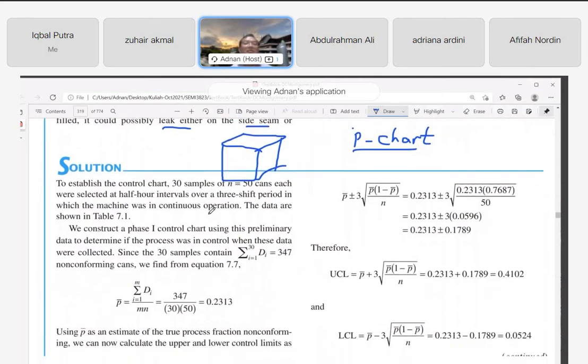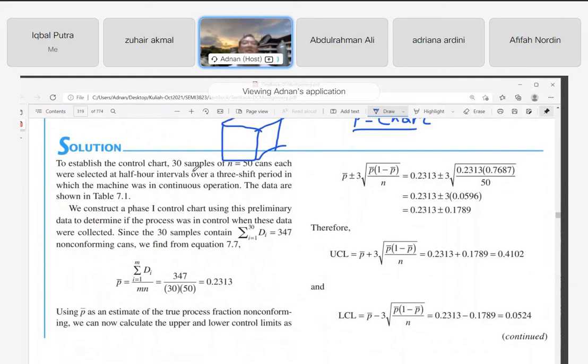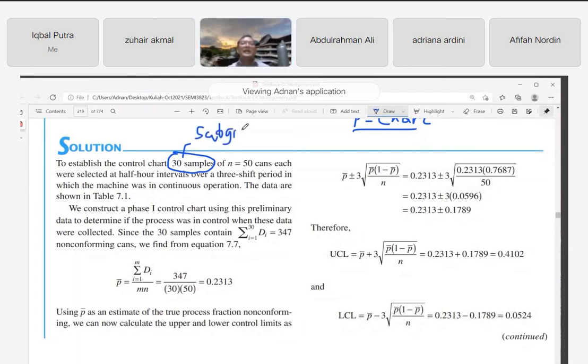So they say establish a control chart. You need 30 samples. Okay, sometimes we refer to this as subgroups, 30 subgroups. You have 30 subgroups, and every subgroup the size is 50. Okay, it is selected every half an hour. Every half an hour we select that.